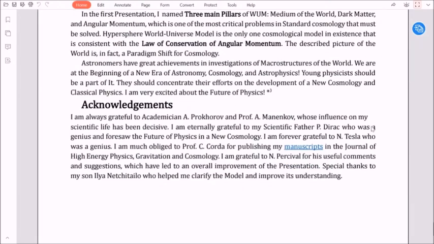Acknowledgements. I'm always grateful to academician Prokhorov and Professor Manenkov, whose influence on my scientific life has been decisive. I am eternally grateful to my scientific father, Paul Dirac, who was a genius and foresaw the future of physics in a new cosmology. I am forever grateful to Nikola Tesla, who was a genius. I am much obliged to Professor Korda for publishing my manuscripts in the Journal of High Energy Physics, Gravitation, and Cosmology.